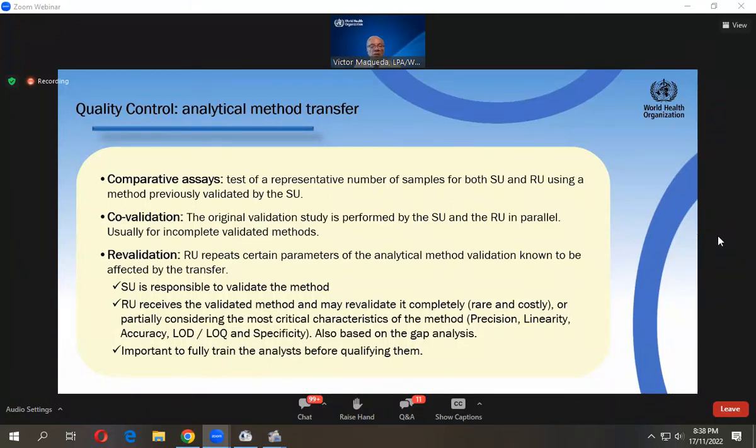In an analytical method transfer, we are going to perform testing focusing on the most critical and most difficult parameters, the ones that the receiving unit might have problems with. We will not focus on the easier parameters, because they were already validated by the sending unit. This is the concept behind the analytical method transfer.